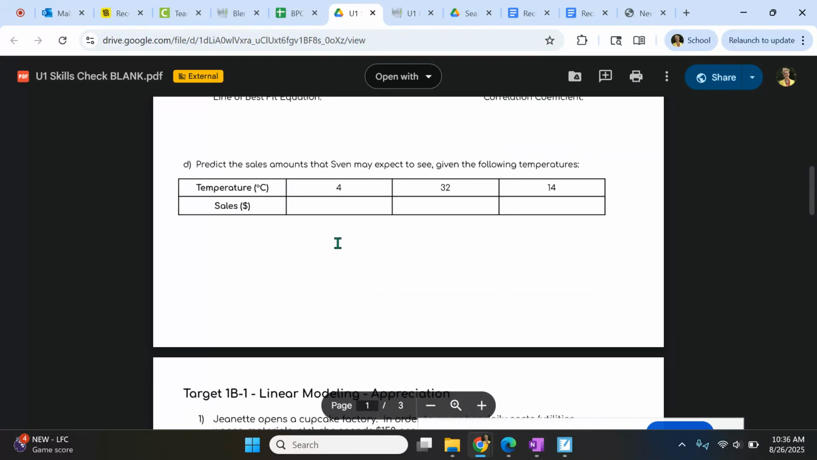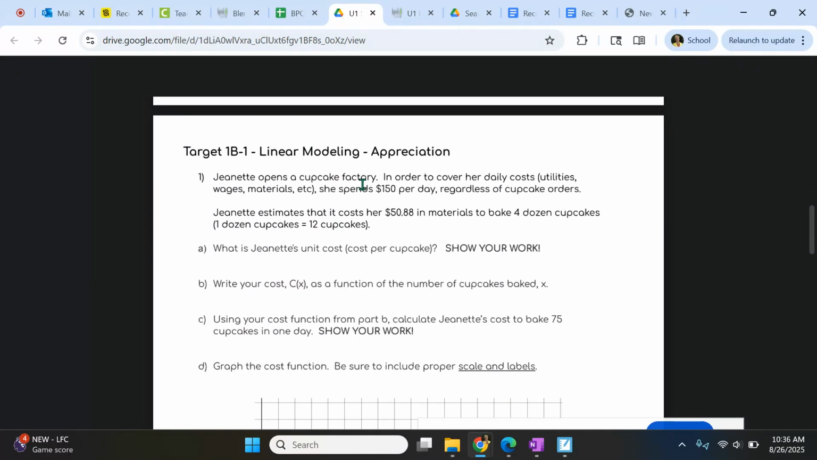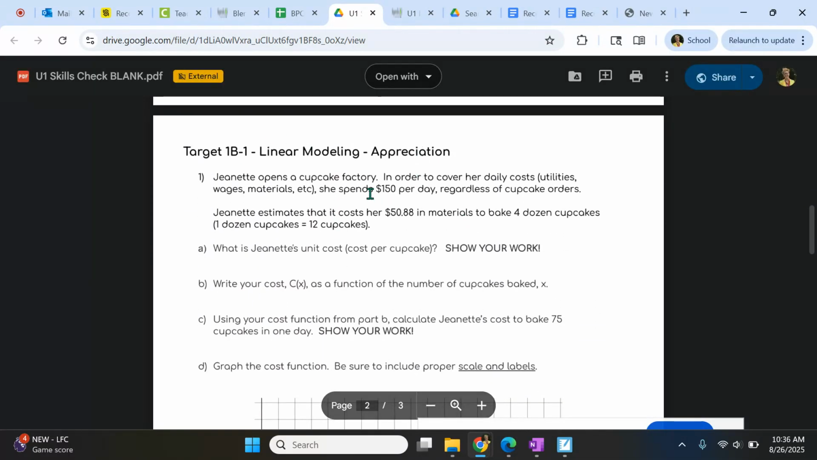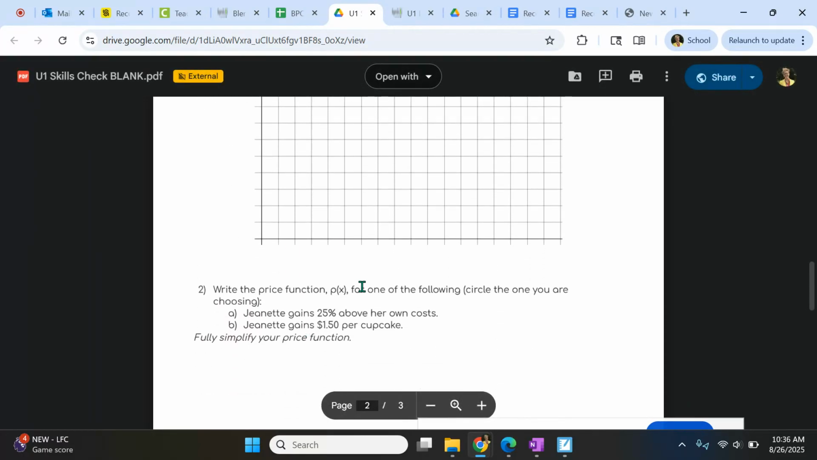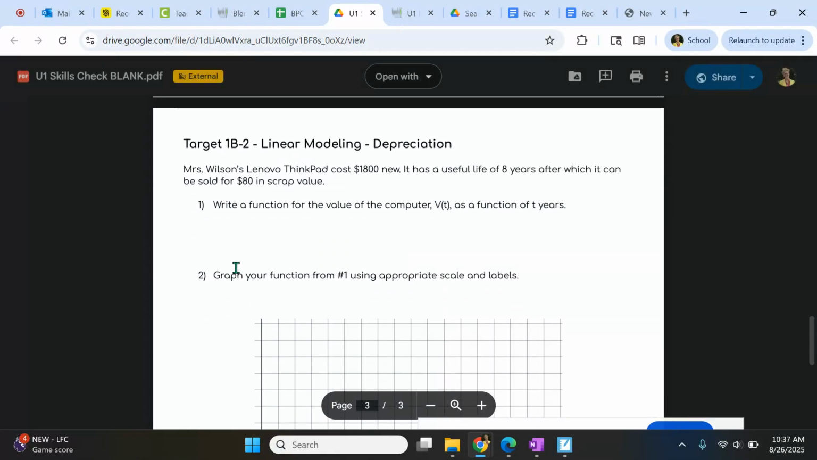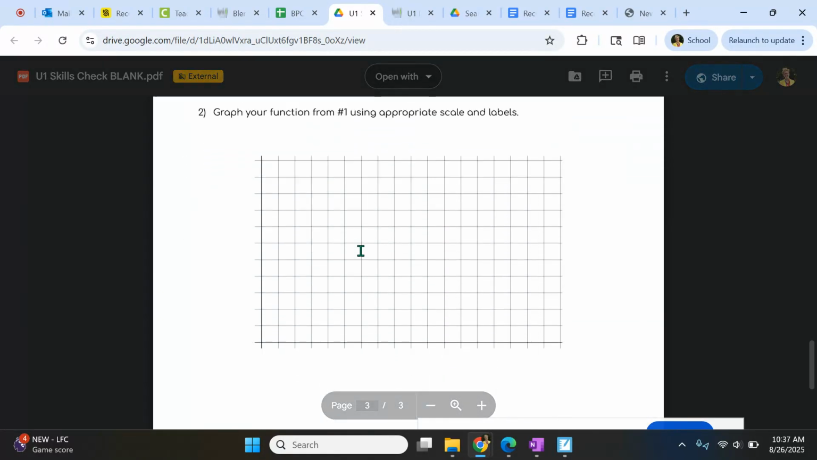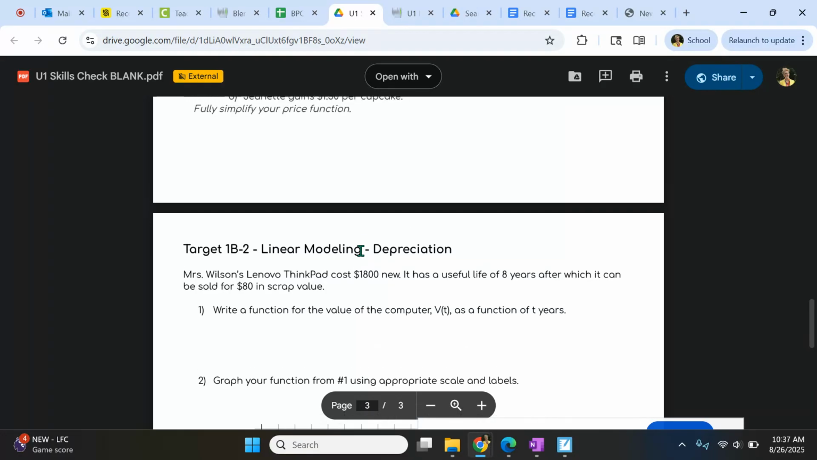So that would be what the 1A part of the test will look like. The 1B1 part of the test will look like this. You'll have to label a graph. And then I would practice both of these because you don't know which situation will be on the test. 1B2, this is what the test will look like. This is what the notes look like.